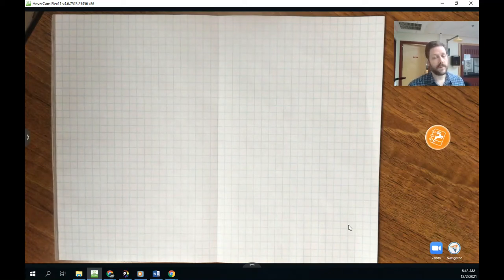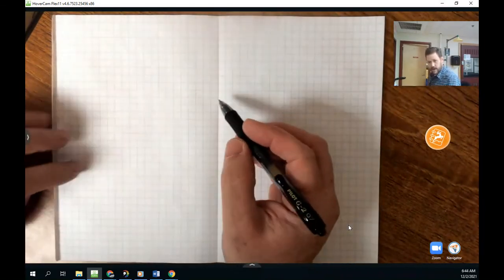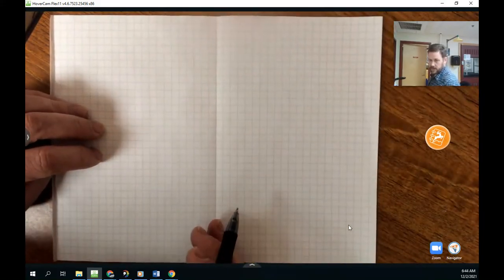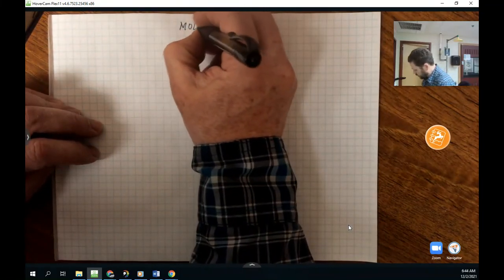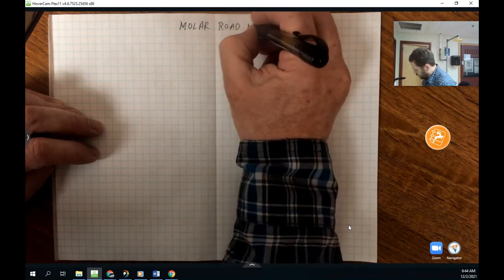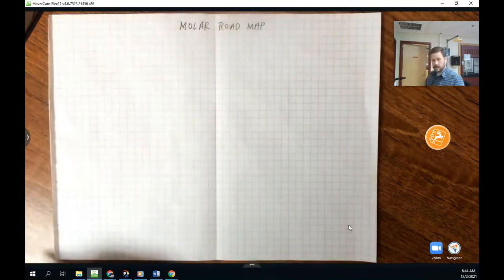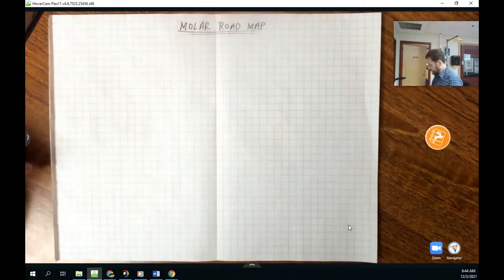All right, so in this video, we're going to make what we'll call the Molar Road Map. If you take a piece of graph paper and fold it down the middle, just so you have a general idea where the middle of the page is, we're going to label this Molar Road Map. And we're going to talk about the different conversions that are possible with the mole concept.